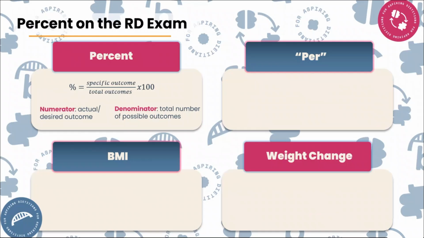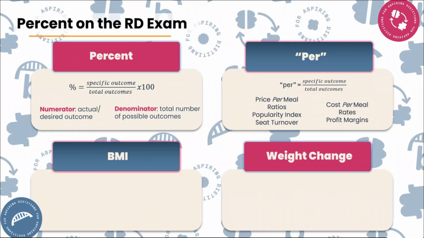But other times, the question is asking for per, like price per meal or trays per shift, patients seen per dietitian. That word per is doing the same work that percent does. It's a ratio. It's actual outcome over total outcome, but you just don't multiply it by 100. Remember, percent means of 100, so per is the exact same equation, we just don't multiply it by 100.